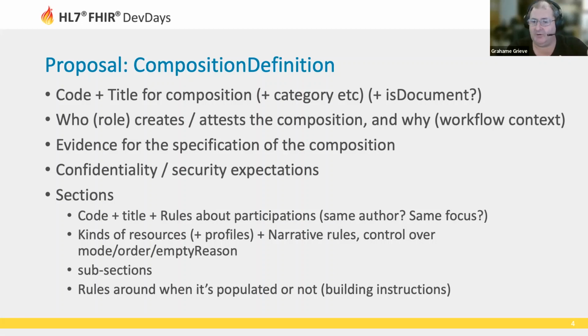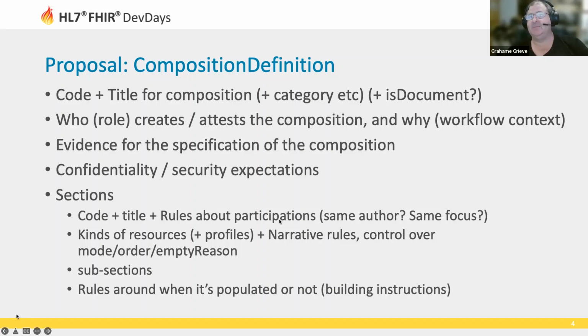And then you can talk about what kind of roles create this composition, who's going to attest it, why the composition happens, and what its workflow context is. So you've moved right beyond profiling information towards workflow information about the document. You can link to evidence for why you've built the composition this way, like clinical evidence, research papers, and so forth. You can talk about the confidentiality and security expectations, and what rights are required to build it. And then you can positively describe the sections, the code, the title, and the rules about the participations.